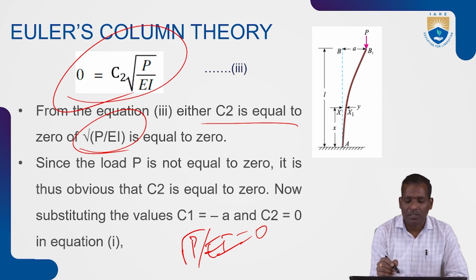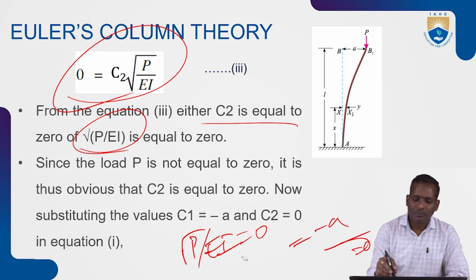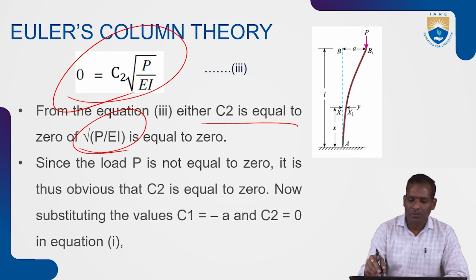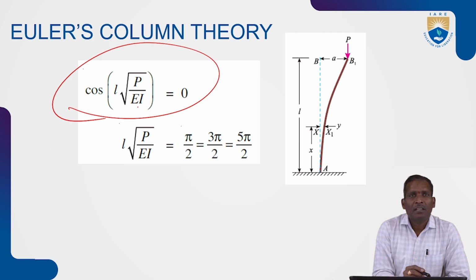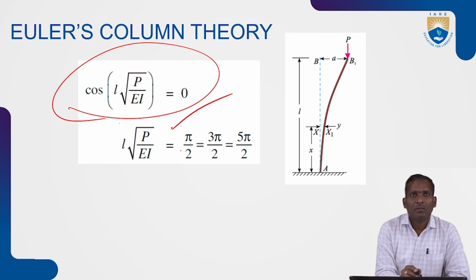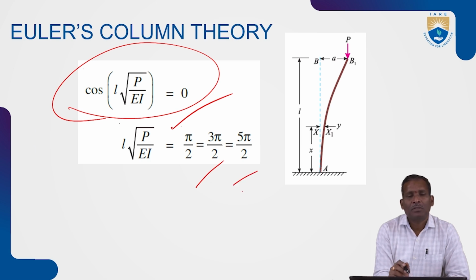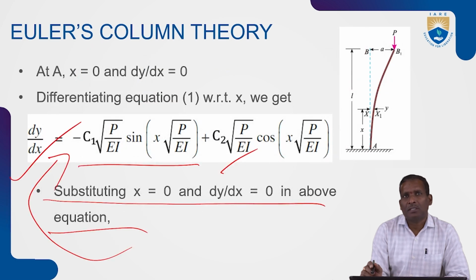Now substituting the value C1 is equal to minus a, and we already know C2 is equal to 0, into the first equation, finally we will get cos(L square root of P by EI) is equal to 0. So here the values of L square root of P by EI are pi by 2, 3 pi by 2 and 5 pi by 2, where cos is 0. So C1 is equal to minus a and C2 is equal to 0, substituted in this equation.